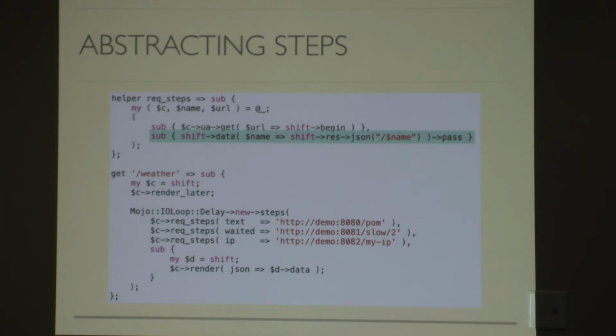And then we assign it into the data hash. And then you can see at the very end, it's kind of cute that the data method returns the delay object, so we can just chain method calls, and we're going to invoke pass here, right at the end.